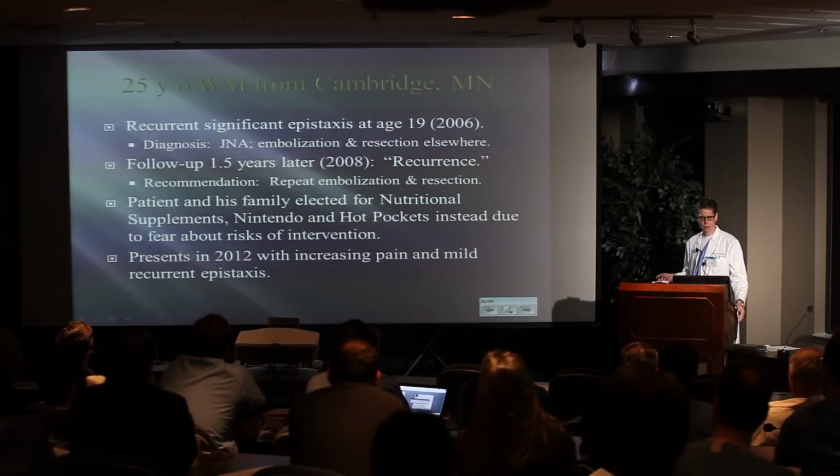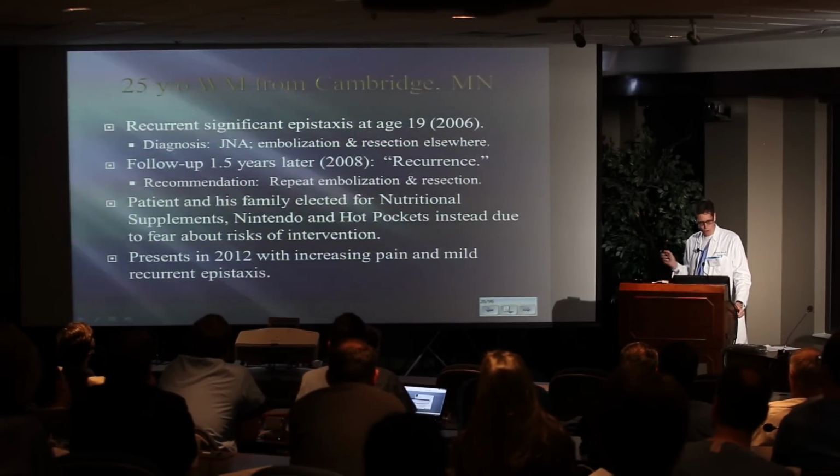So this is a 25-year-old guy from just north of the Twin Cities who initially presented elsewhere at 2006. So a 19-year-old male with recurrent epistaxis should really make you think of one pathology, and that's a juvenile neuroangiofibroma. And sure enough, that's what he had. He had embolization, resection elsewhere, and did just fine. Then he was kind of lost. He showed up a year and a half later with some recurrent epistaxis.